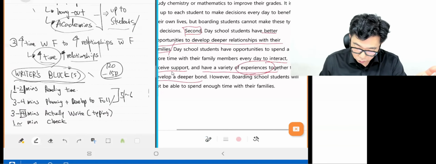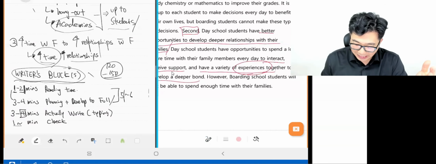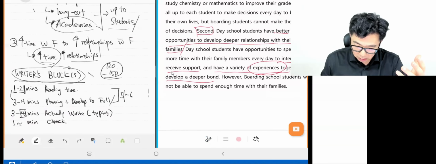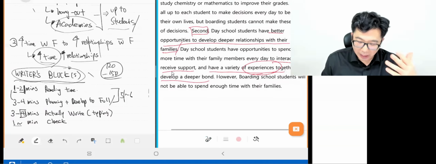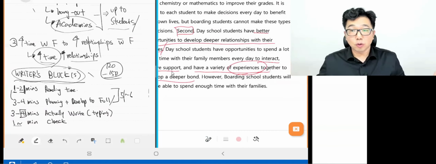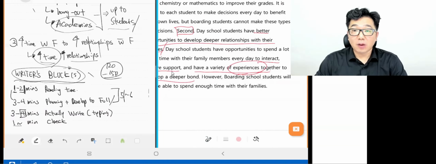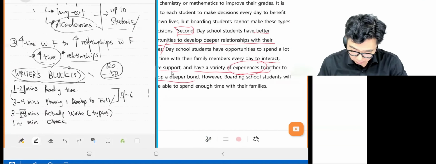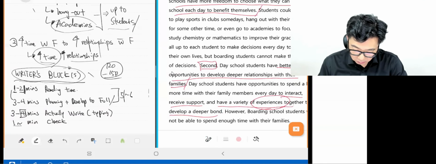However, boarding school students simply are not allowed. They are not able to spend a lot of time with their family members to enjoy all these benefits because they won't see them often enough, sadly. Okay? So that's the answer, guys, right?